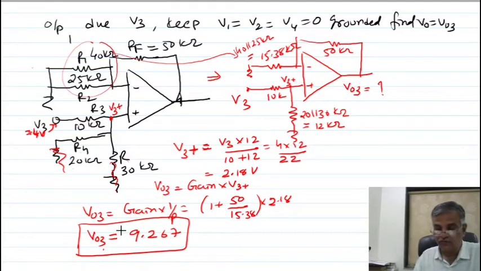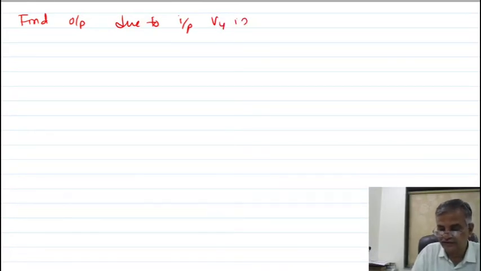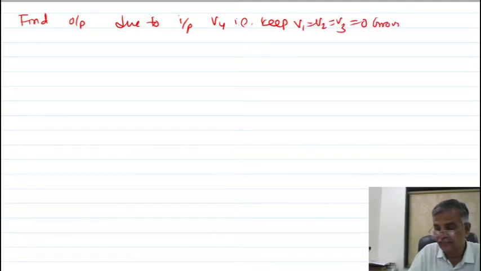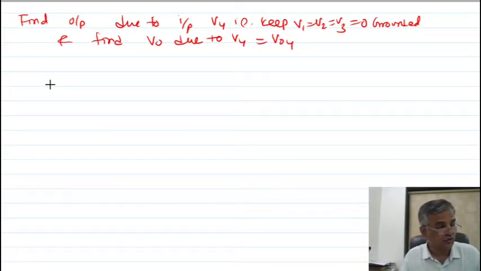Now let us find this output due to V3 input. Now let us find output due to V4. Previously we did, next is this here. So we'll find output due to input V4, that is keep V1 equal to V2 equal to V3 equal to grounded, and find VO due to V4, that is VO4. Find means we have to find this VO4.